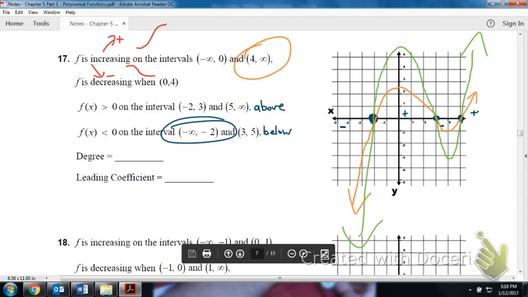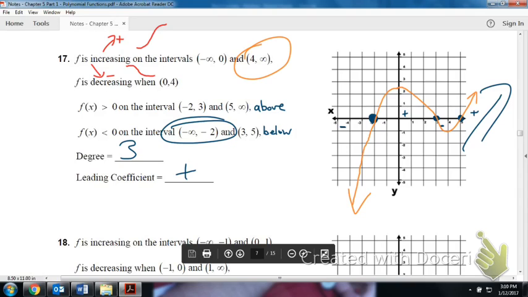Technically, that fits it. It's increasing until 0 where it turns around, then it goes down to 4 where it turns around and goes back up. It goes through those roots. But this is just fine. This is what we're looking for right now. The degree: this one has 2 humps, has 2 turns. So the degree has to be at least 3. And the leading coefficient, it's going up and to the right. So the leading coefficient has to be positive.